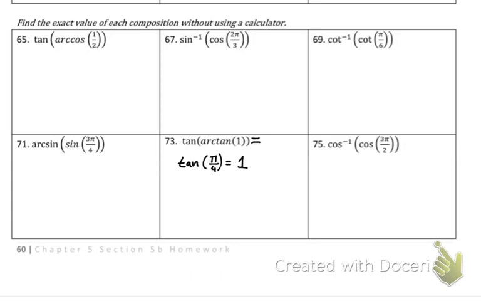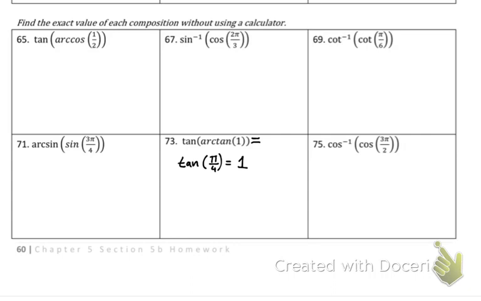Number 69. I just want to talk about this one really quick, because 69 is going to be pretty much the same thing. These will just cancel, and we're just left with pi over 6. But that's not going to happen here. So here our tangent and arctangent cancel each other out, and we're left with 1.